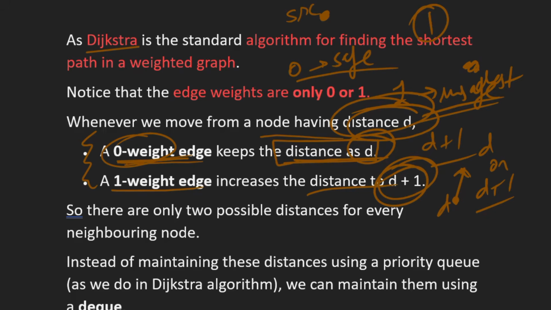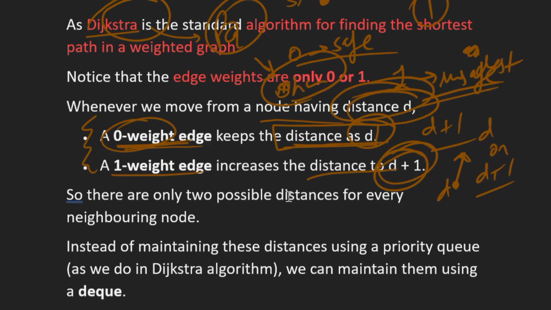Now, as we know, in the Dijkstra algorithm we maintain a priority queue to find the node with the shortest distance, and then process that node whose distance is the shortest one.